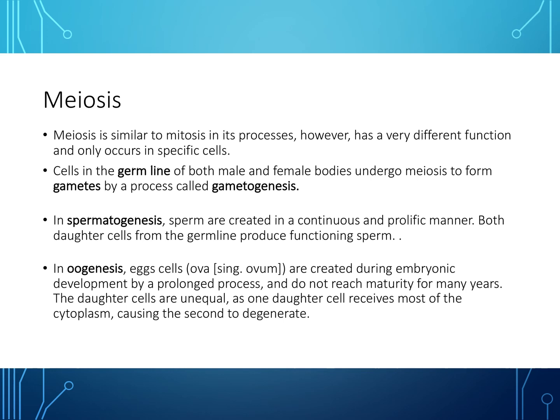This occurs in the germline of both male and female bodies, which undergo meiosis to form gametes by a process called gametogenesis. So, in spermatogenesis, sperm are created in a continuous and prolific manner. Both daughter cells from the germline produce functioning sperm. In oogenesis, egg cells are created during embryonic development by a prolonged process and do not reach maturity for many years. The daughter cells are unequal, as one daughter cell receives most of the cytoplasm, causing the second to degenerate.